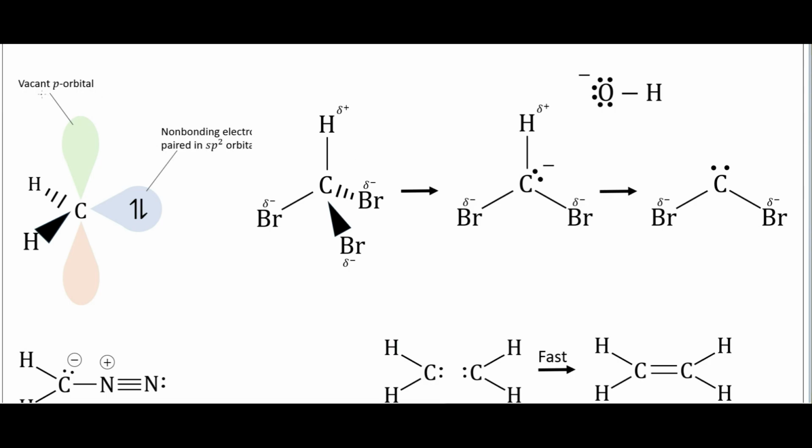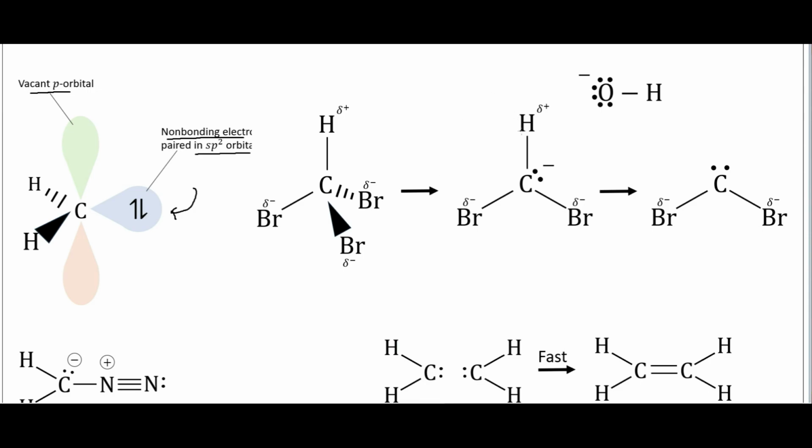And so again, we have a vacant p orbital, but now we have the non-bonding electron pair here in the sp2 orbital here. And so we have both of these electrons in this one orbital here. And so that's in an sp2 orbital right there. There are a few different ways to form a carbene. I'm going to show a couple here.